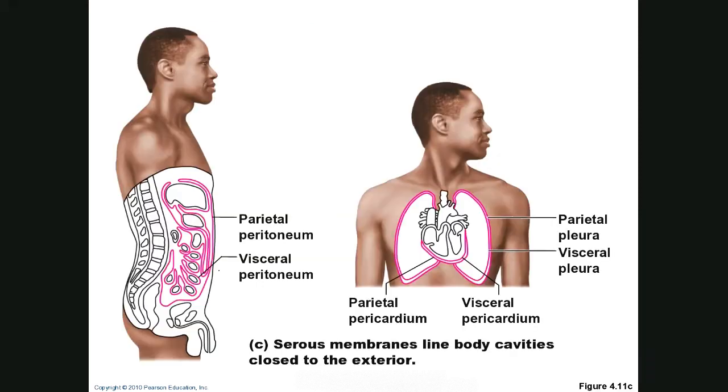This is showing a picture of the parietal pleura, lines the body chest wall. The visceral pleura covers the lung itself, and in between it is just a potential space.